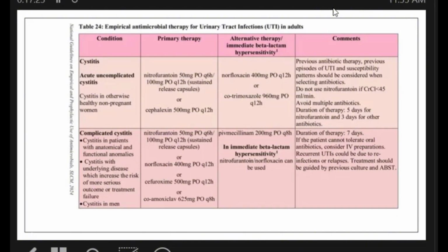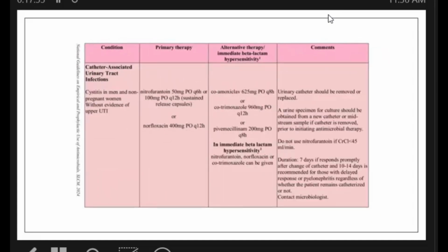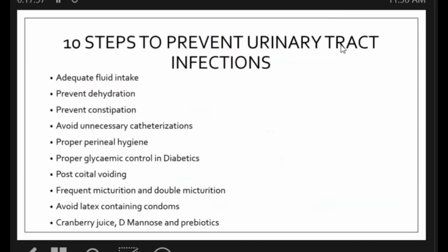So these are our guidelines. If it's uncomplicated urinary tract infection, we give nitrofurantoin for 5 days, or if they do not tolerate it, we can go for cephalexin. If it is complicated cystitis, give nitrofurantoin 50 milligrams, 6 hourly for probably 1 week, or else you can give norfloxacin, or cefuroxime, or cefalexin. So all the guidelines are available on which antibiotic to start. This is just a brief introduction to urinary tract infection.